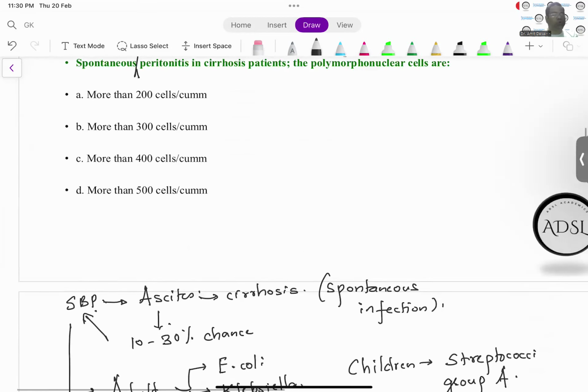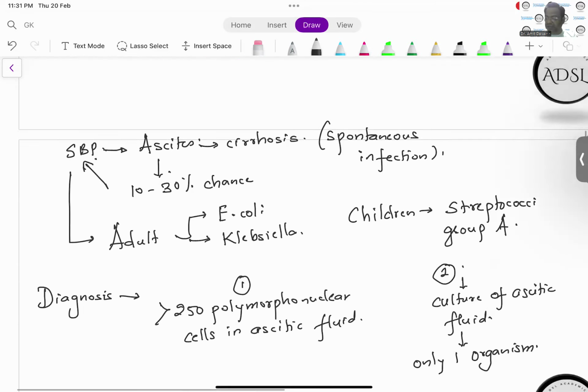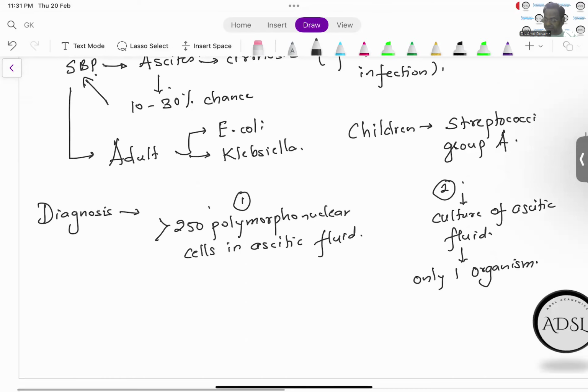So here, nowhere have they mentioned 250, but we see that 300 is the nearest figure. If you see, 250 lies somewhere in between these two. And since it has to be above 250, it cannot be 200. So the nearest value over here is 300. So in the exam, if such a question comes, and if there is no negative marking, then you better mark 300 cells per cubic millimeter. This would be our answer.